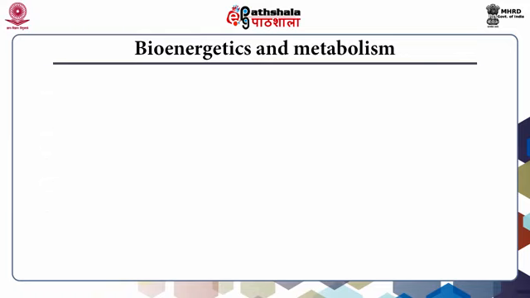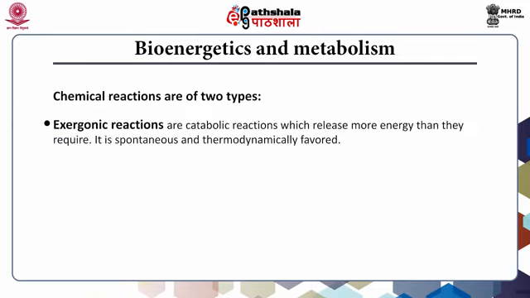Continuation of bioenergetics and metabolism. Now we will also look at two different types of chemical reactions, which are exergonic reactions and endergonic reactions. Exergonic reactions are basically catabolic reactions which release more energy than they require. It is spontaneous and thermodynamically favored.